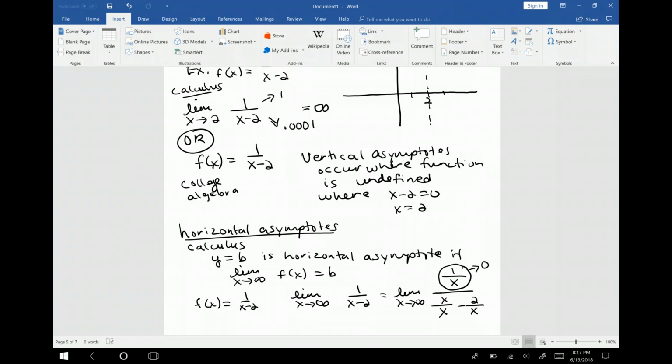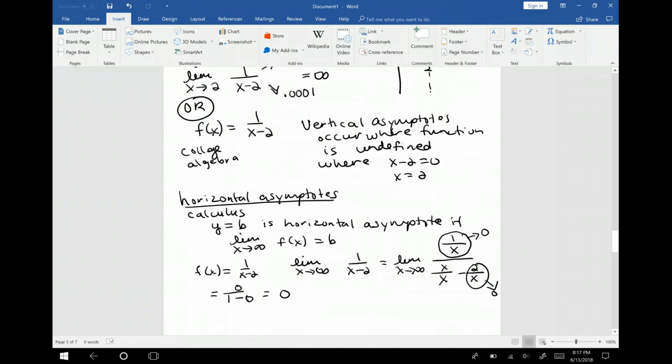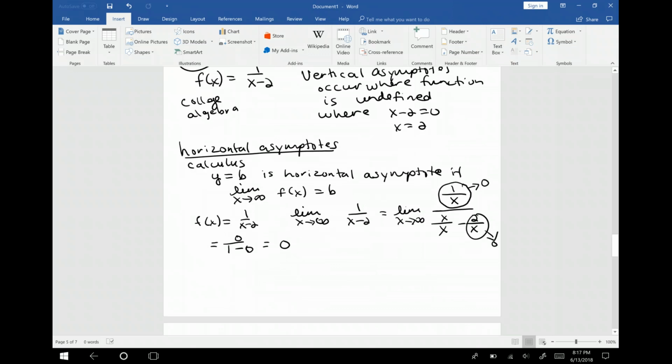So that's 0 divided by, this is a 1 in the denominator. So that's 0 divided by 1 minus, and then this thing goes to 0 also. So that's a 0. So that's the calculus way of doing it. It's not too bad. It's actually pretty easy. The college algebra way, we had to memorize some rules for it.